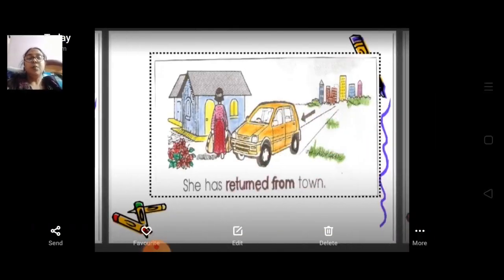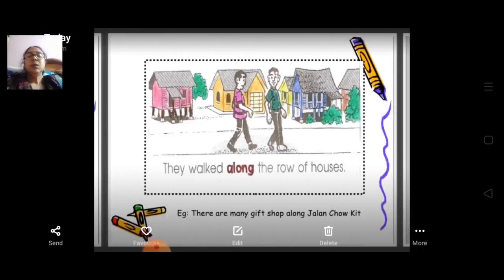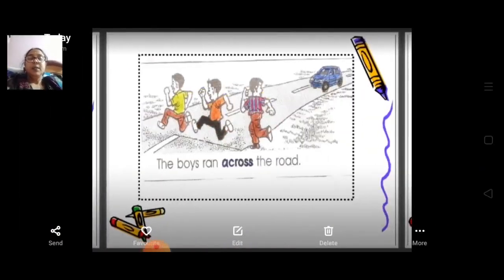She has returned from town. It means she has returned from town. They walked along the row of houses. For example, there are many gift shops along Jalan Chow Kit. So they walked along the row of houses. It means they are walking along. The boys ran across the road. It means the boys are crossing the road and they are running. So the boys ran across the road.